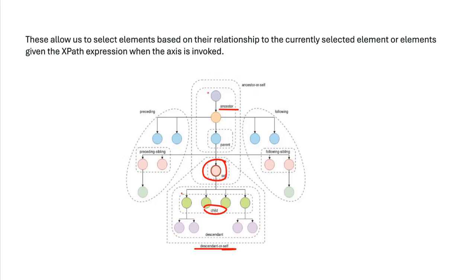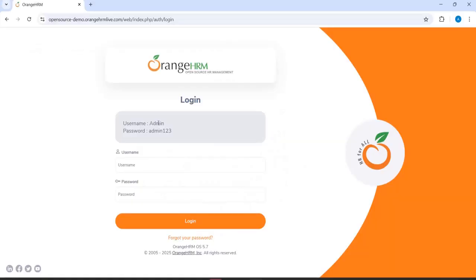And the whole of this is called ancestor-or-self because it identifies from the self to its ancestors, including the parent. So this is how the different axes work in Selenium XPath. Let's see it practically now. Let's log into Orange HRM. Admin.